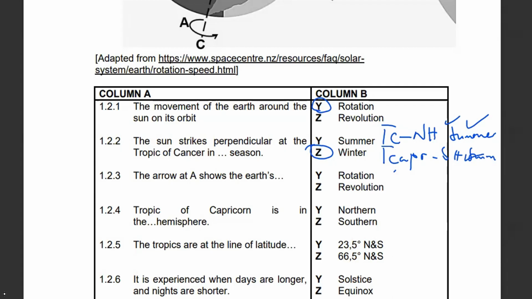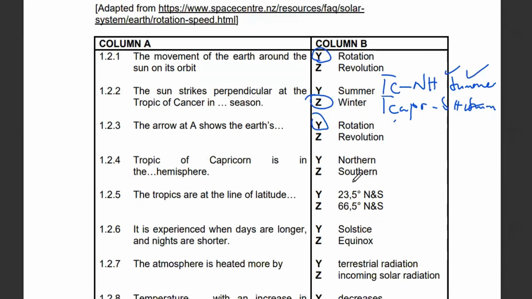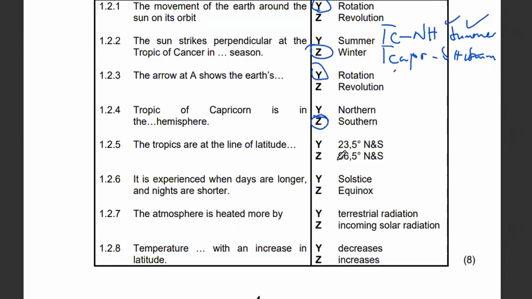shows the Earth's, this A here. It shows the rotation. Tropic of Cancer is in the northern hemisphere. We've talked about that. Tropic of Capricorn is in the southern hemisphere, Cancer in the northern hemisphere. Our Tropic of Capricorn actually crosses through South Africa in Limpopo there. That is where we have our 23.5 degrees line of latitude to the south. It actually crosses through Limpopo.